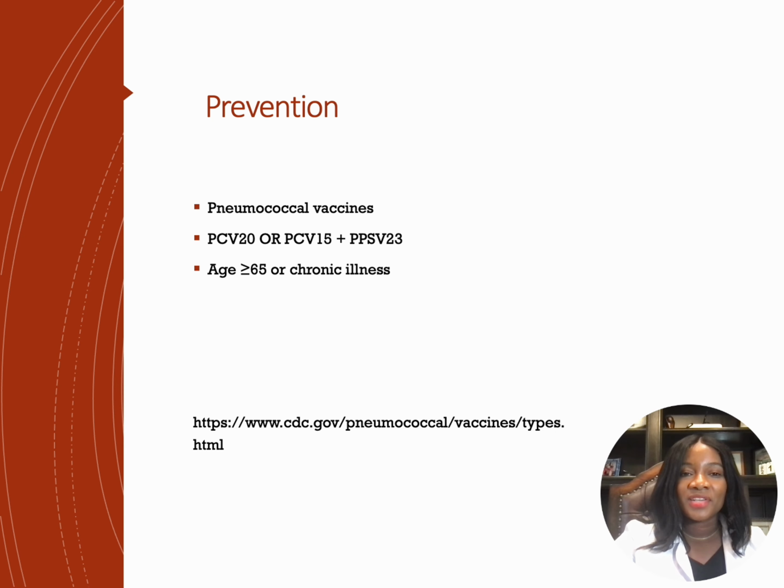Now, let's talk about prevention. Vaccination is a major prevention strategy. Make sure you know current pneumonia vaccine recommendations for older adults 65 and above and high-risk patients. I have the link of the CDC on this slide. Make sure you check it out because sometimes the information will be updated so you can stay up to date.